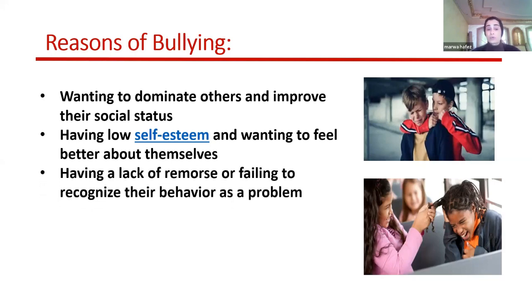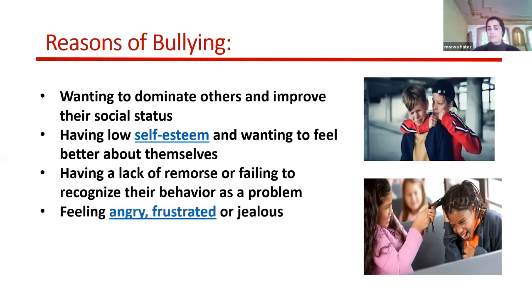Okay, another reason is a lack of remorse or failing to recognize their behavior as a problem. They don't admit that they have a problem, and the problem is that their parents don't admit it either. The problem is with the parents before the child or the student or whoever is bullying others. The parents are the reason, because they don't admit that their son or daughter has a problem and needs to be fixed. And sometimes parents praise their children all the time: you're the best, you are the most beautiful girl in the class, you are more beautiful than your sister, stuff like this, which makes them more arrogant. So they feel that they are above people, and that's why they treat them this way.